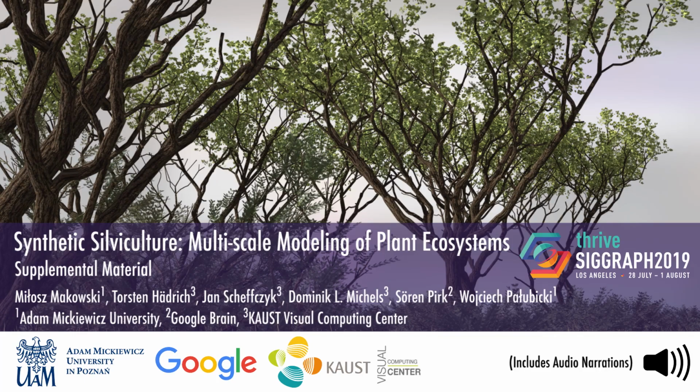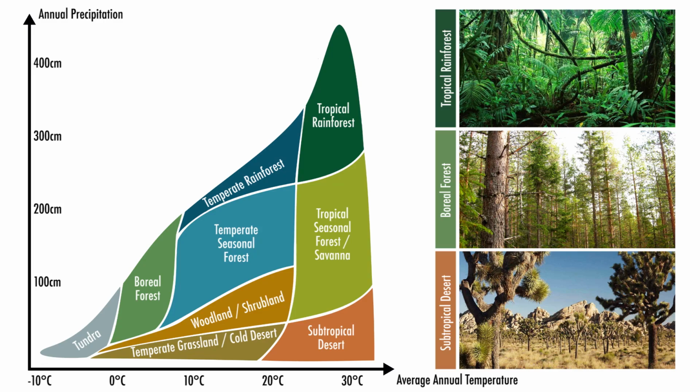In our contribution on synthetic silviculture, we present a novel multi-scale approach to design realistically modeled, large-scale plant ecosystems that faithfully capture biological features such as growth, plant interactions, different types of tropism, and the competition for resources. We introduce temperature and precipitation as an effortless means of control for modeling the diversity of different ecosystems.